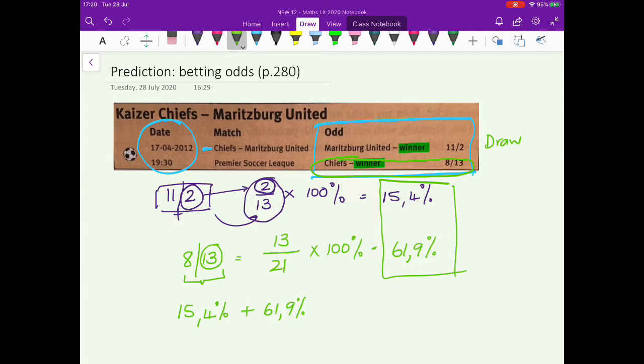Well, remember, it's got to add up to 100. So I would take 100%, and I would minus the total of those two, and I would get 22.7%. So the probability of a draw is 22.7%. So our conclusion is there is a much greater chance of Chiefs winning or drawing than there is of Maritzburg winning, because a draw is 22.7% and a win is 61.9%. So they have a greater chance of winning or drawing than Maritzburg have of winning the game.